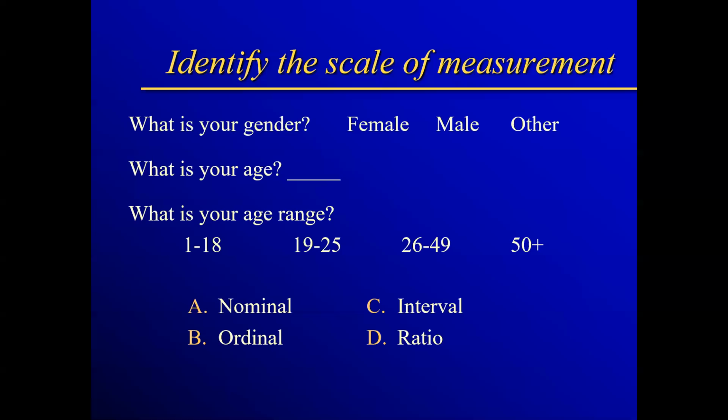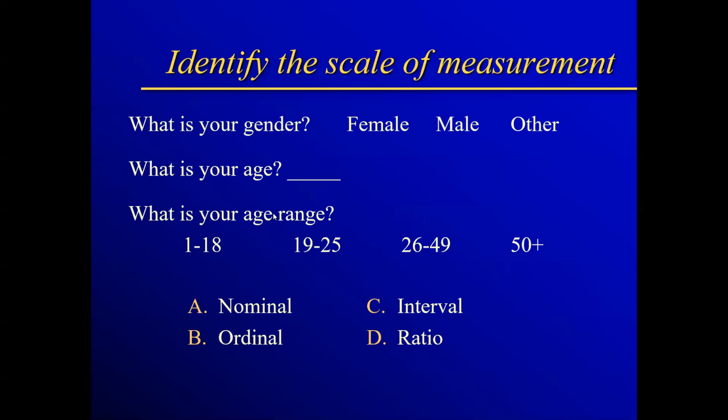How about what is your age range? So we have 1 to 18, 19 to 25, 26 to 49, and 50 plus. This one's tricky. This one's really tricky. All right, so I'm seeing a lot of people say C. And this would be an easy trap to fall into. The actual answer is B.